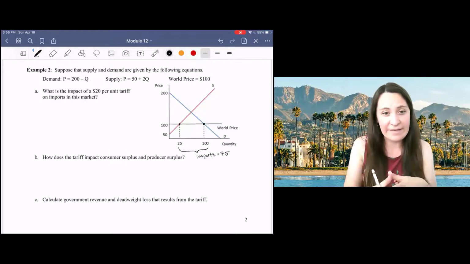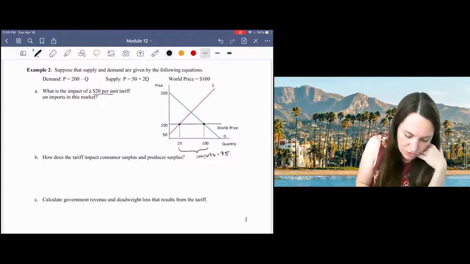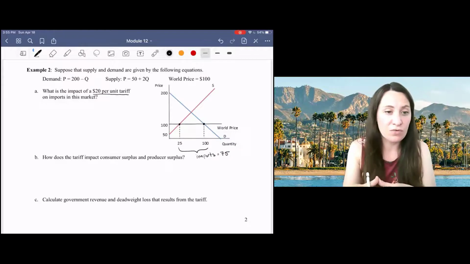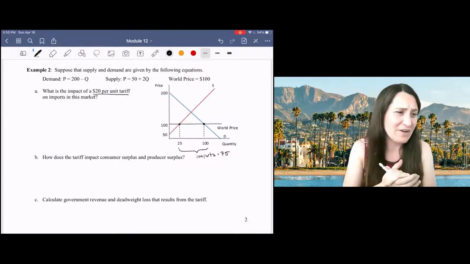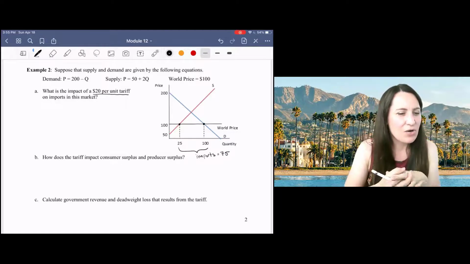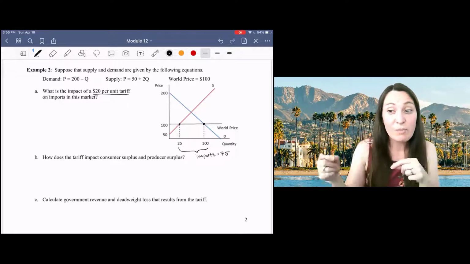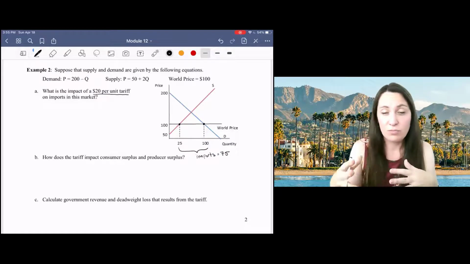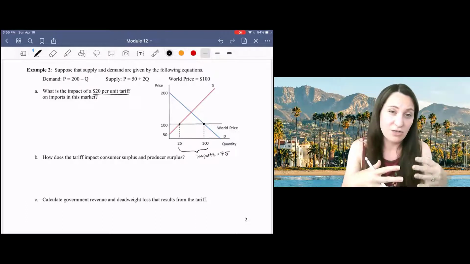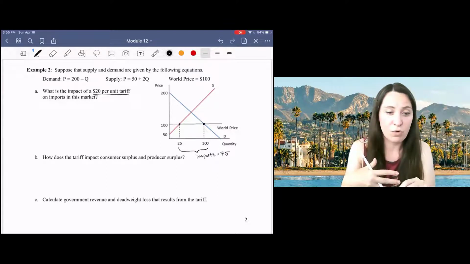And we want to analyze the impact of a tariff equal to $20 per unit. Just like when we had taxes, I will always just give you a per unit tariff because it really greatly simplifies the math here. So we want to say that for every unit that is purchased from abroad, you have to not only pay the price to the seller, but you also have to pay $20 to the government. So a tariff is just a tax on imports.